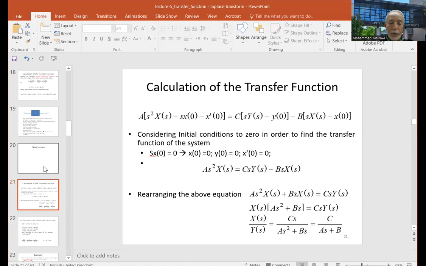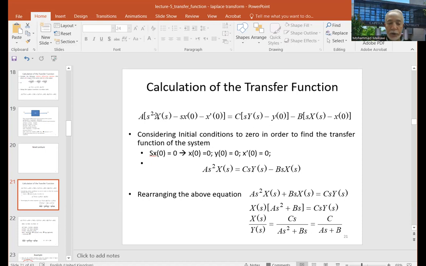Okay, so continuing our previous lecture, the calculation of the transfer functions, again, a s squared y minus s x of 0, and this is the c. And if we do the manipulation, we'll get all the x's on one side and the y's on one side. Then we divide x by y, and then we'll find the transfer function. So if we assume that all the initial conditions are zeros, s x of 0, x of 0, all of these where I have the 0 can be equated to 0 at the initial condition.